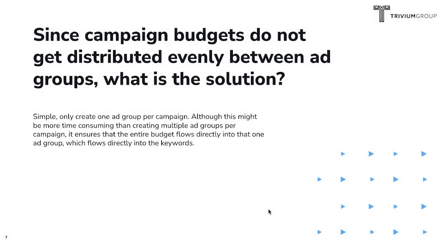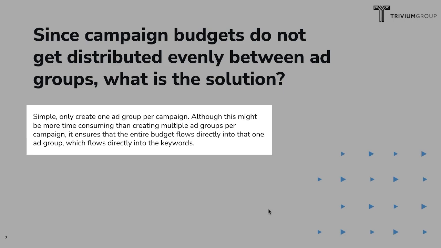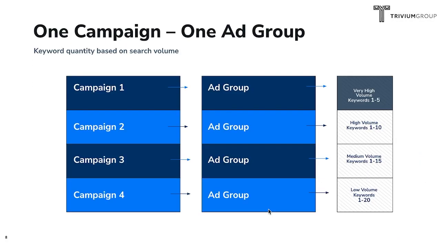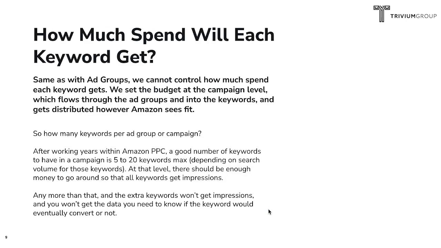Pretty simple. And this is why you heard me say this repeatedly in the videos: only create 1 ad group per campaign. This might be a little bit more time consuming versus creating multiple ad groups per campaign, but it does ensure that the entire budget that you've set for that campaign flows directly into that one ad group, and then that flows directly into the keywords that you've picked for that ad group. So this is kind of what that 1 ad group per 1 campaign looks like. Instead of the 4 ad groups in 1 campaign, it's 1 campaign, 1 ad group each. And then we're going to break up the keywords based on search volume, and I'll explain that in a little bit.